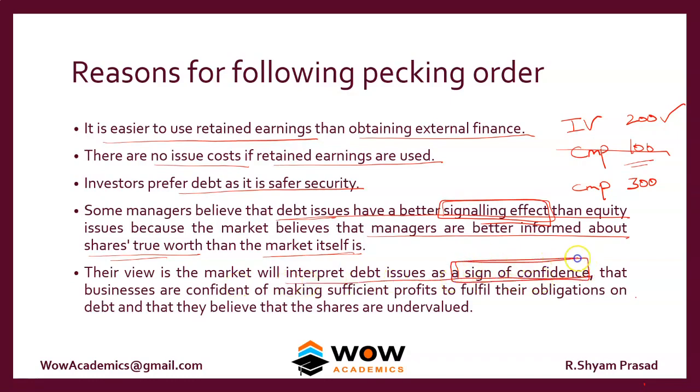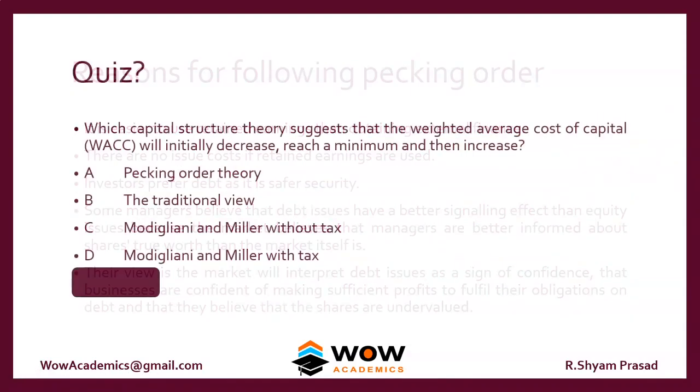Just now we've discussed that businesses are confident of making sufficient profit to fulfill their obligations on debt, and that they believe the shares are undervalued. So the company will not issue shares if the shares are trading at 100 rupees. They'll issue only when the shares are trading at 300 rupees. So I think you got a good idea about what is pecking order theory.